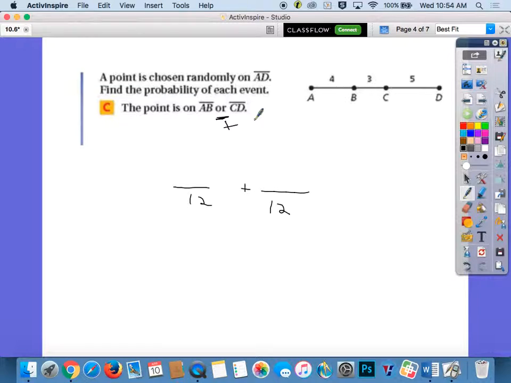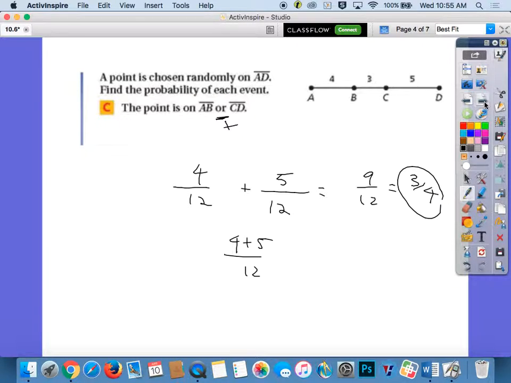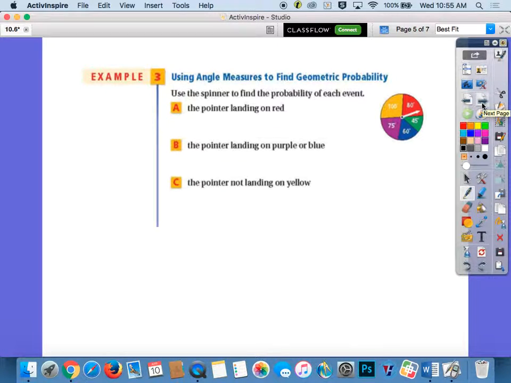And remember, when you see or, you add. So the probability of landing on AB is 4 out of 12, and the probability of landing on CD is 5 out of 12. Or you guys can just stick it together, however you want to do it, and you get 9 over 12, which of course simplifies to 3 over 4, or 75%. So you guys will see some problems like this, really nothing crazy, just playing around with the different lengths of your segments. So now we'll look at our pointer here.